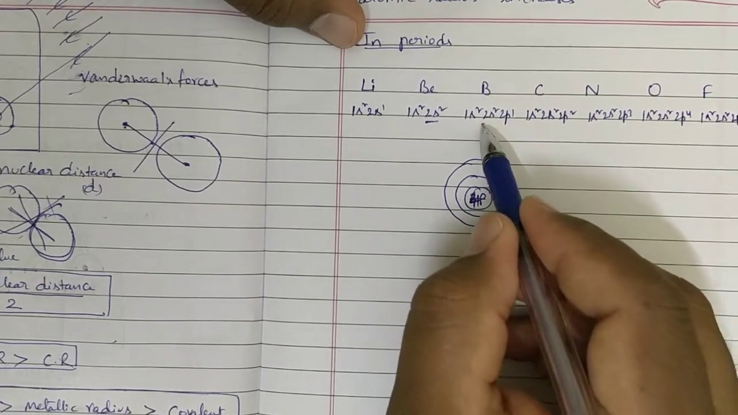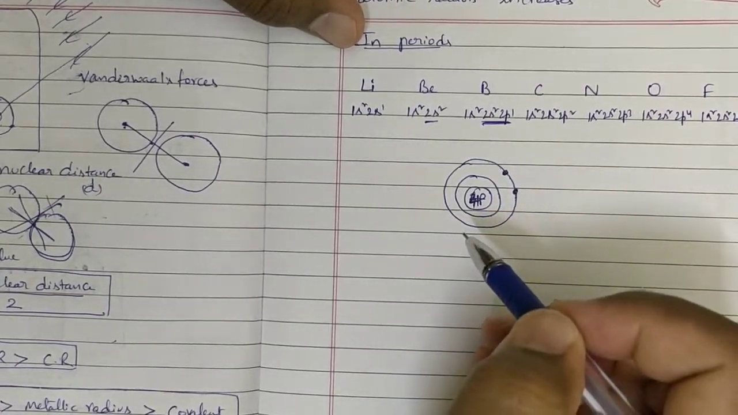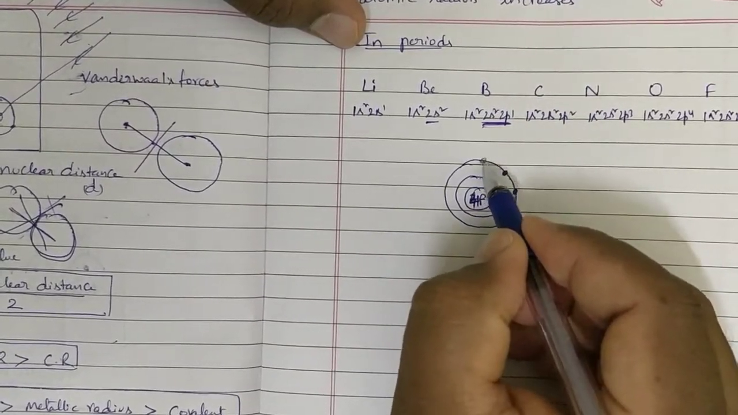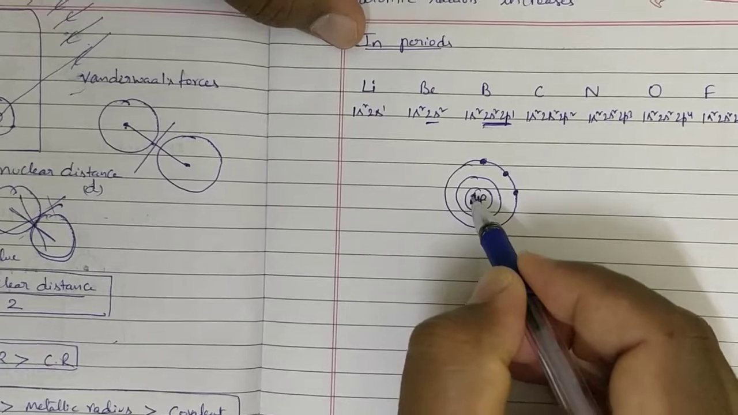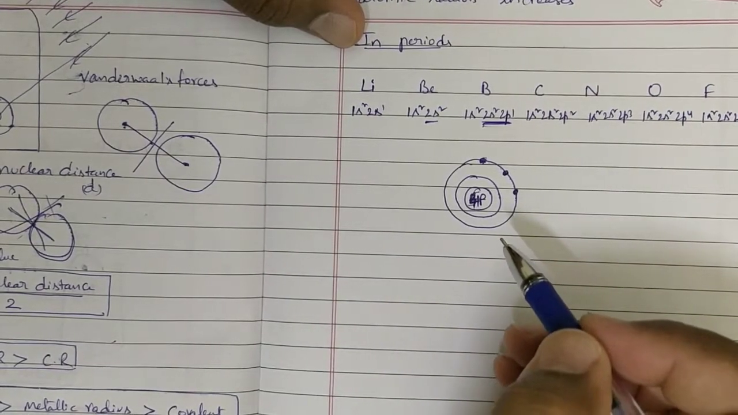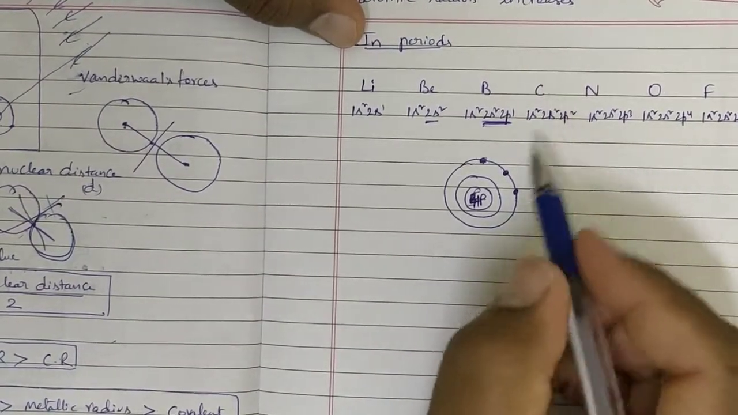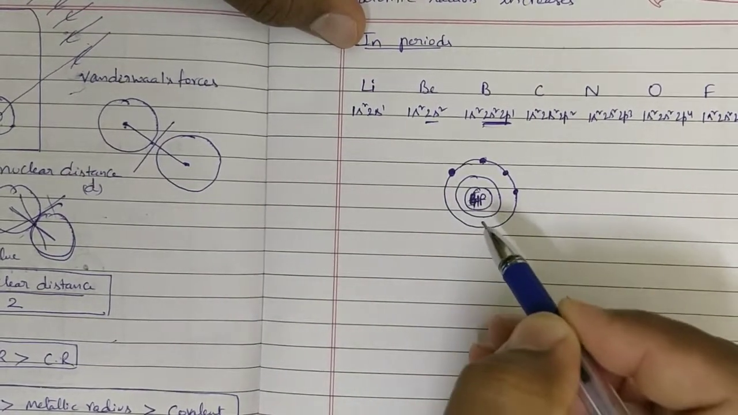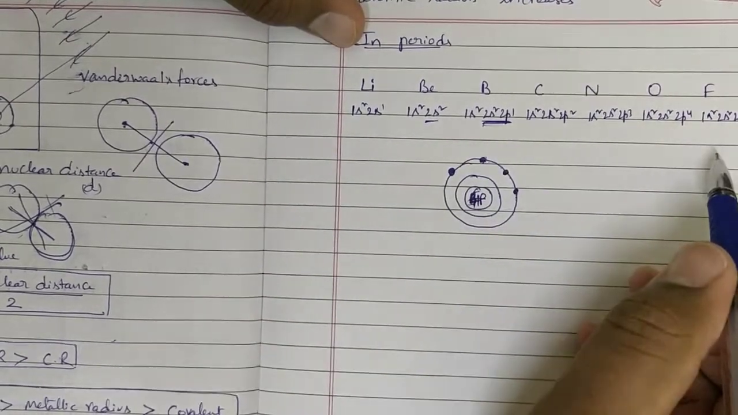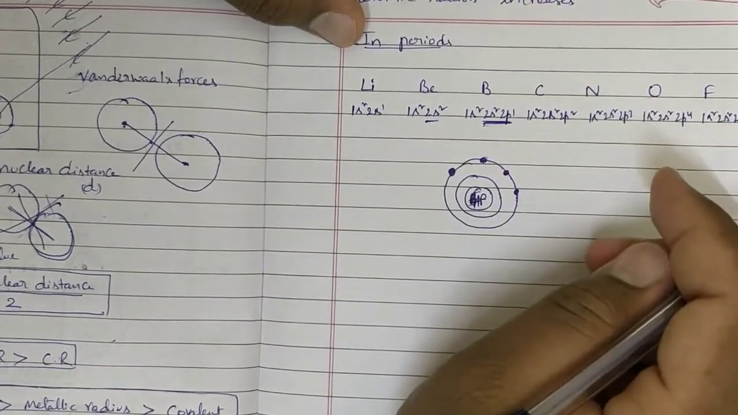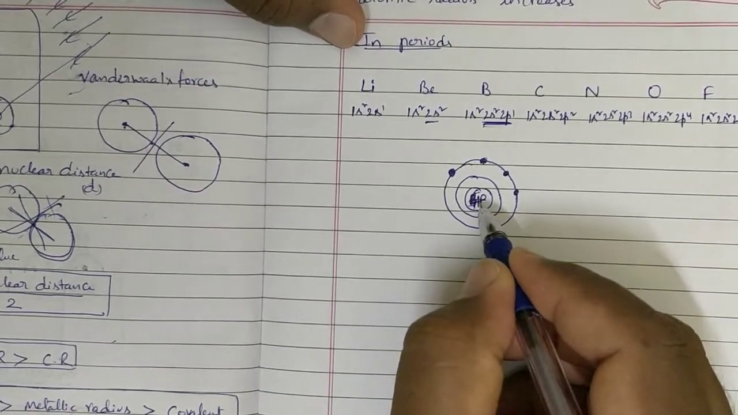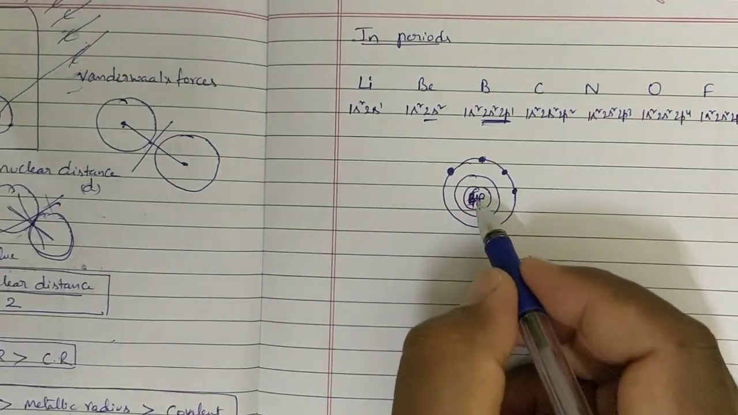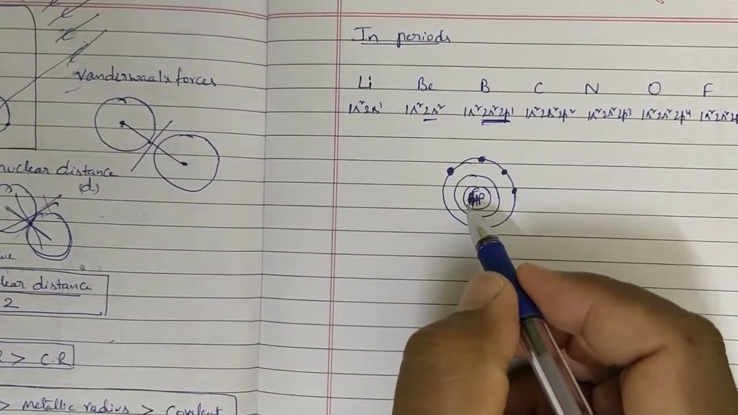Boron, 2s2 2p1, that is also the second shell only. So the electron is coming into the same shell, but the number of protons is 5. Carbon, 4 electrons, but the number of protons is 6. Like that, left to right, the shell number is not changed, but nuclear charge is increased. Is it correct or not? But nuclear charge is increased.